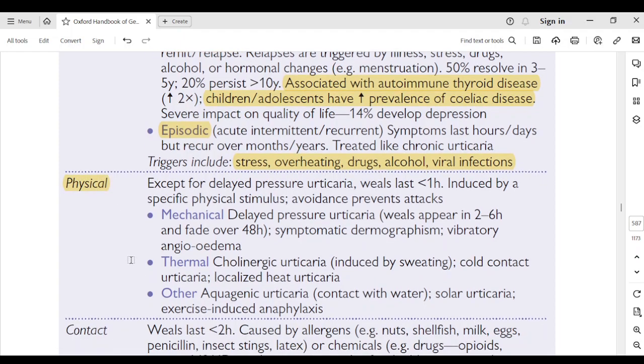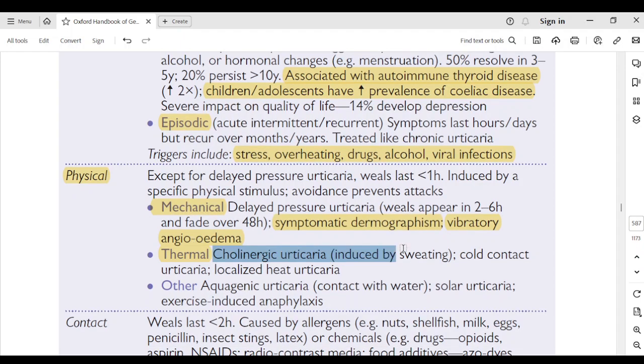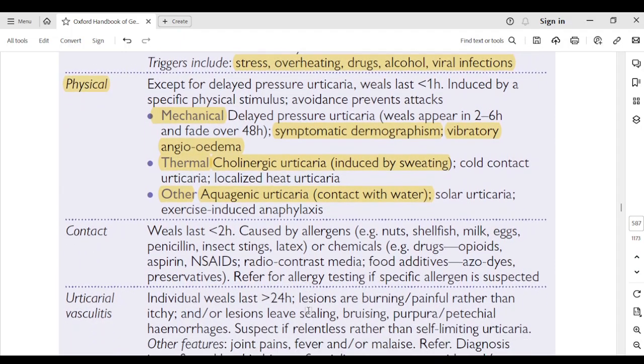Physical urticaria. Except for delayed pressure urticaria, wheals last less than 1 hour, induced by a specific physical stimulus. Avoidance prevents attacks. Mechanical: delayed pressure urticaria, wheals appear in 2 to 6 hours and fade over 48 hours. Symptomatic dermographism, vibratory angioedema. These are the varieties. Thermal: cholinergic urticaria, induced by sweating. Cold contact urticaria and localized heat urticaria. Others: aquagenic urticaria in contact with water, solar urticaria or exercise induced anaphylaxis. These are because of physical stimulants.